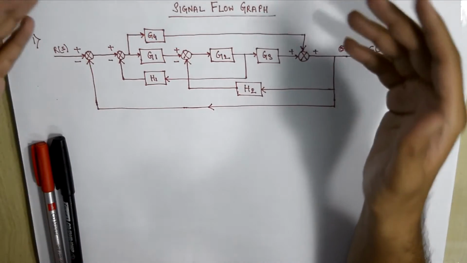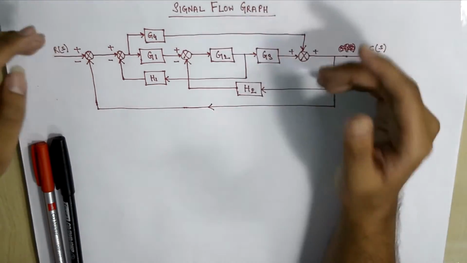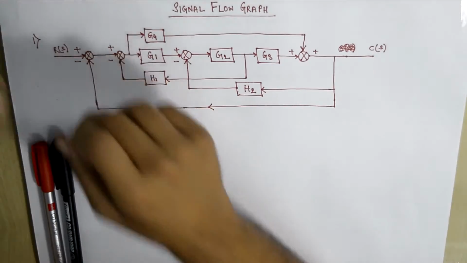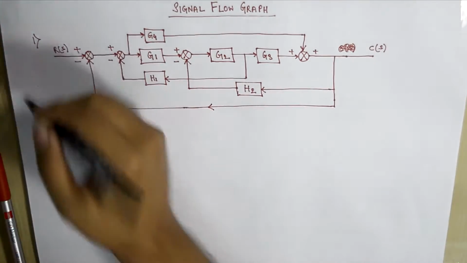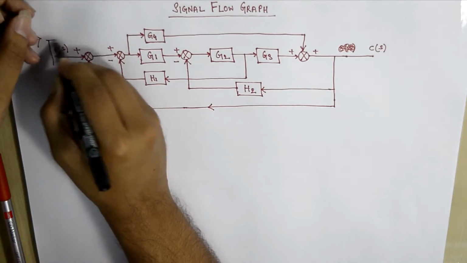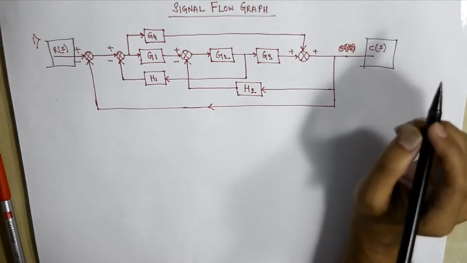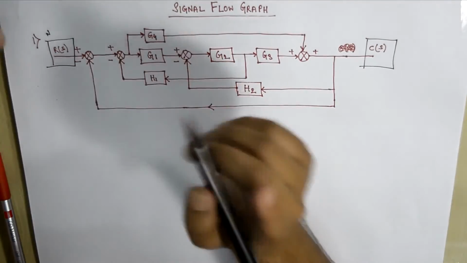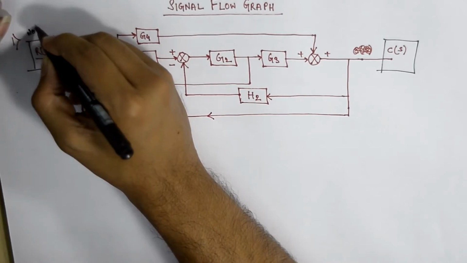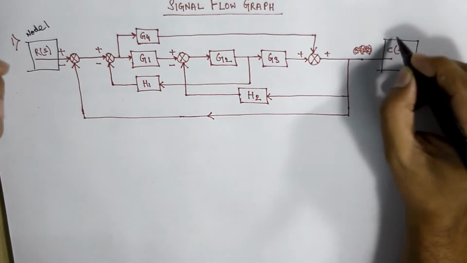Now let's practice a simple example of a signal flow graph. In front of your screen there is one block diagram. Here Rs is the input and Cs is the output. We will consider Rs and Cs as two individual nodes. We will consider this Rs as a single individual node, say node 1, and this Cs as another individual node.